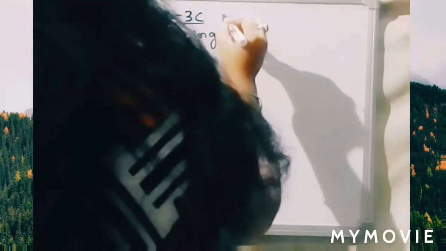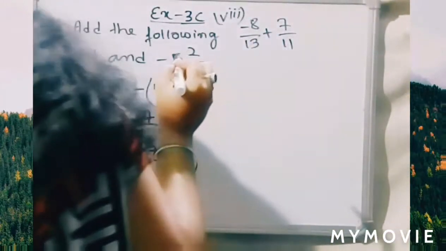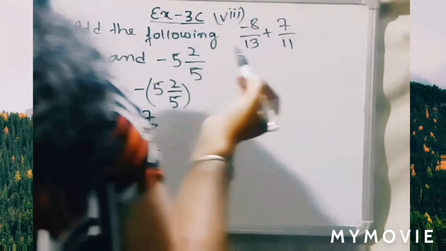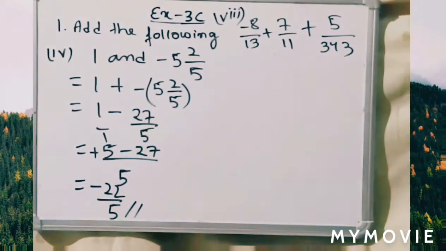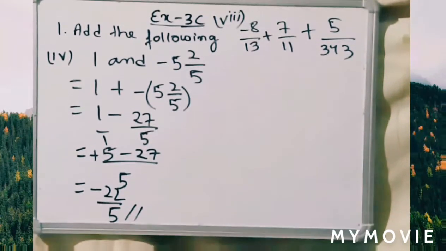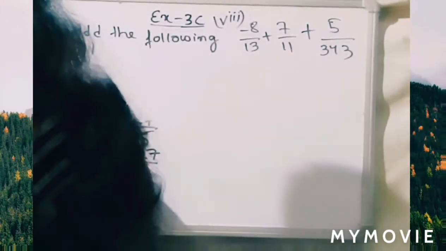Let me do question number 8 also. Question: minus 8 by 13 plus 7 by 11, and you have to add plus 5 by 343. Please take the screenshot of question number 4 because I am going to rub it, as it will take the space. I know my students are smart, they have taken the screenshot. Okay, let me rub so that I can do it very clearly.